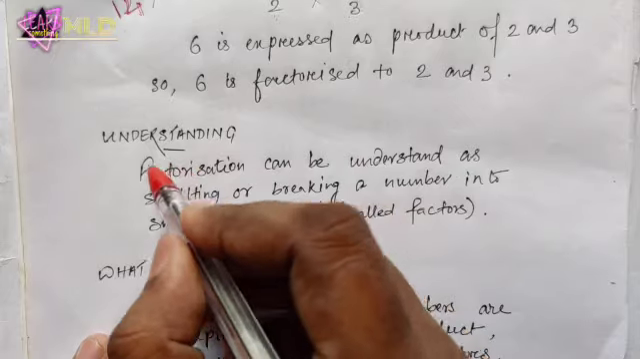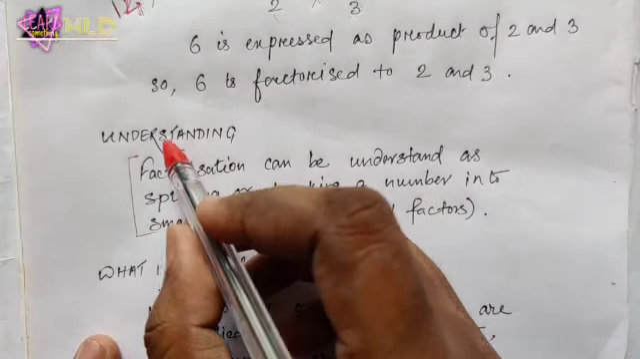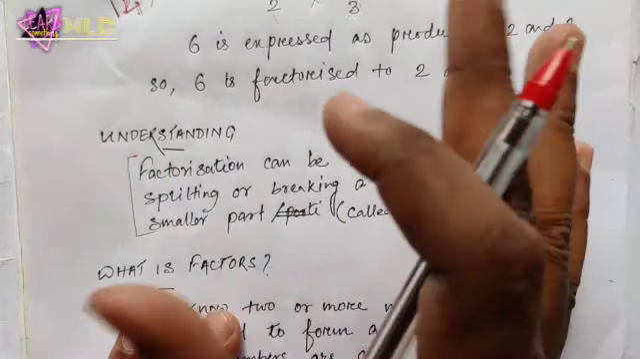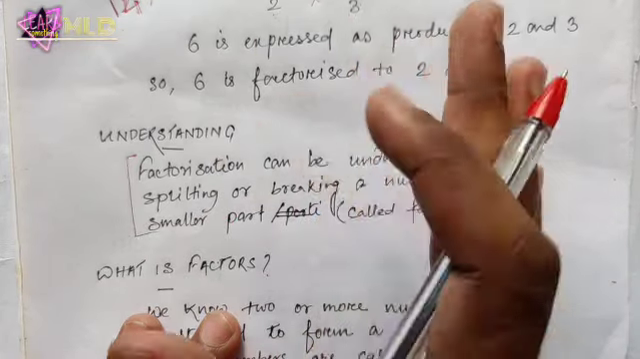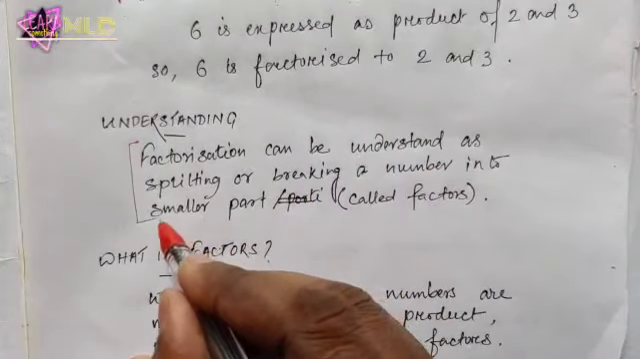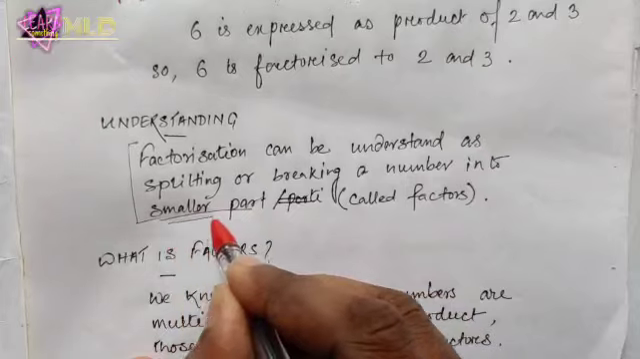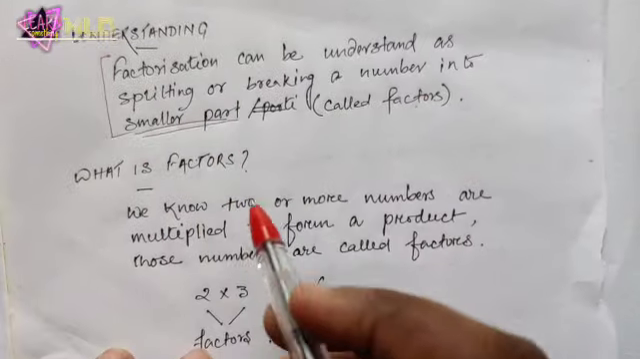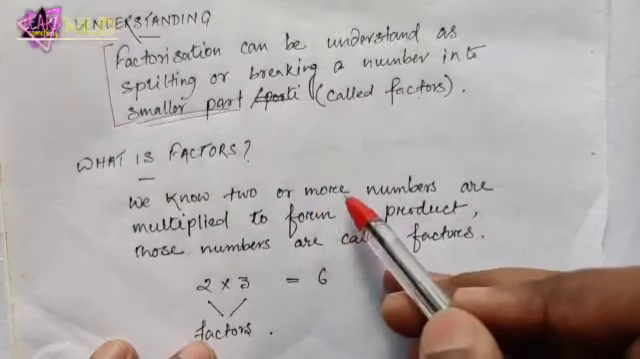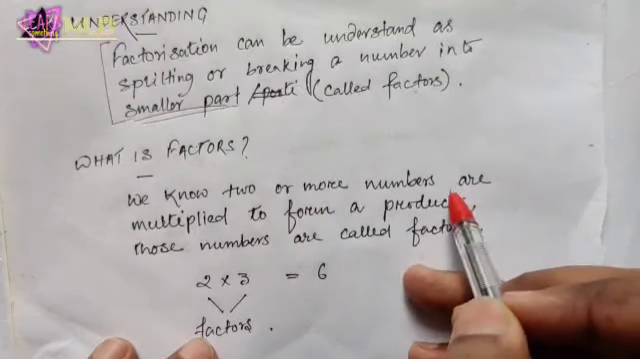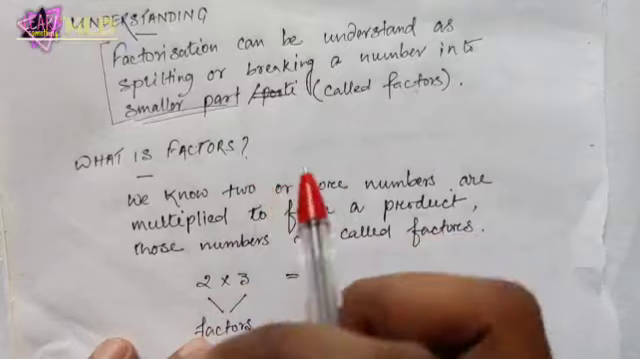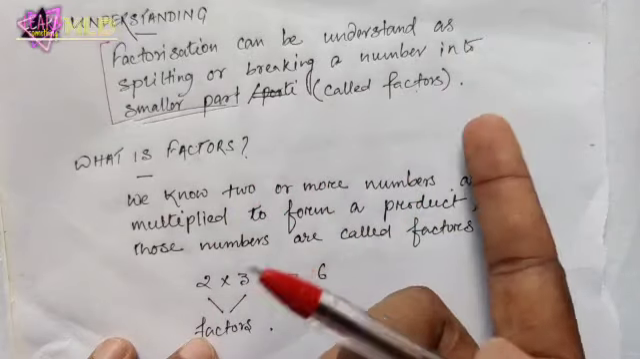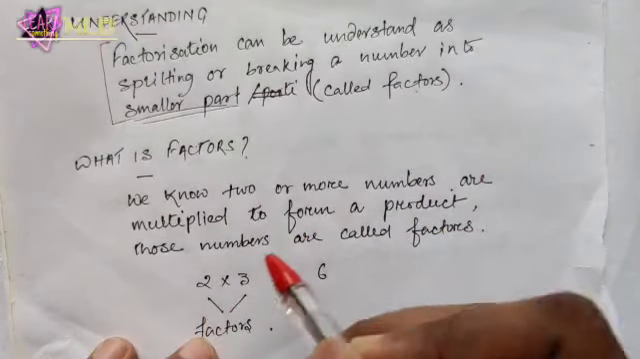So that's the same thing I wrote here. What do you understand by factorization in a simple way? It is splitting or breaking a number into smaller parts. And what are those smaller parts? They are called factors. Factors are two or more numbers which, when you multiply them, give one answer or product. The numbers you are multiplying are called factors.